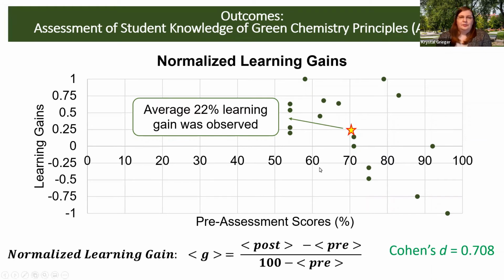And so, as you can see, as you get closer to the higher scores, they don't have a gain because they were pretty close to already having a perfect score. But overall, a 22% learning gain was observed. And so we can see that they were able to score higher on assessment afterwards. And we also calculated the Cohen's D, which is the standardized mean difference between the pre and the post test. And Cohen's D was 0.708, which indicated that on average, student scores increased by more than 2/3 of a standard deviation.